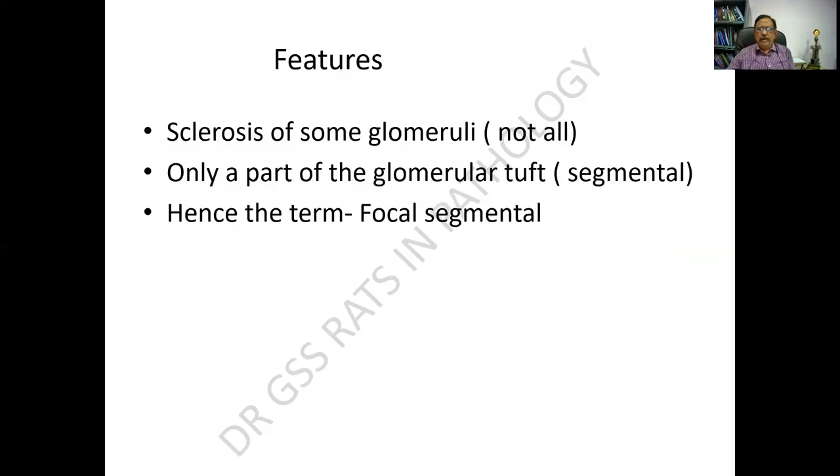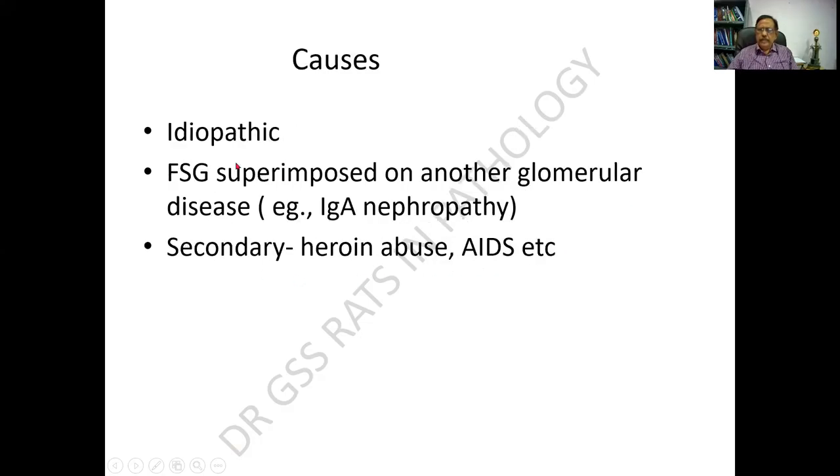The last one for the day is focal segmental glomerulonephritis. So in this, there is sclerosis of some glomeruli, not all. That is why it is called segmental. And only part of the glomerulus is involved. So it is called focal and segmental. The cause can be idiopathic. It can be superimposed on another glomerular disease such as IgA nephropathy. We had seen that in the last class. And it can be secondary to heroin abuse or AIDS.